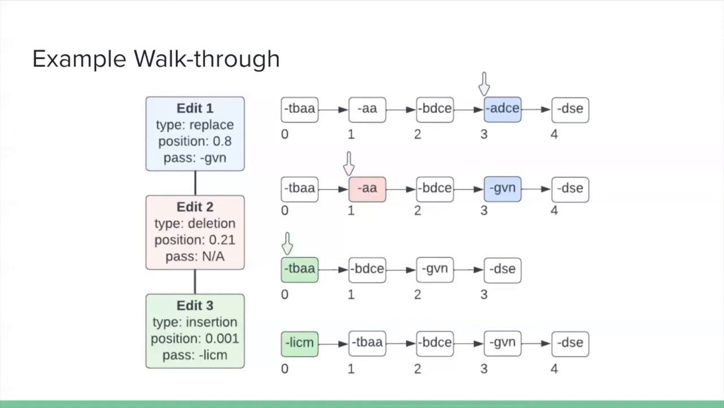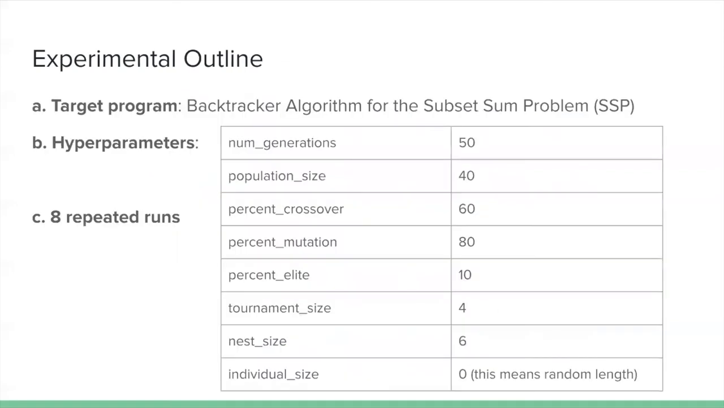So after all the edits in the chromosome are applied to our starting sequence, we compile the source program with this new LLVM pass sequence and then run the user-provided target program 40 times to get the average runtime. The target source program that we use is a script for the backtracker algorithm for the subset sum problem.